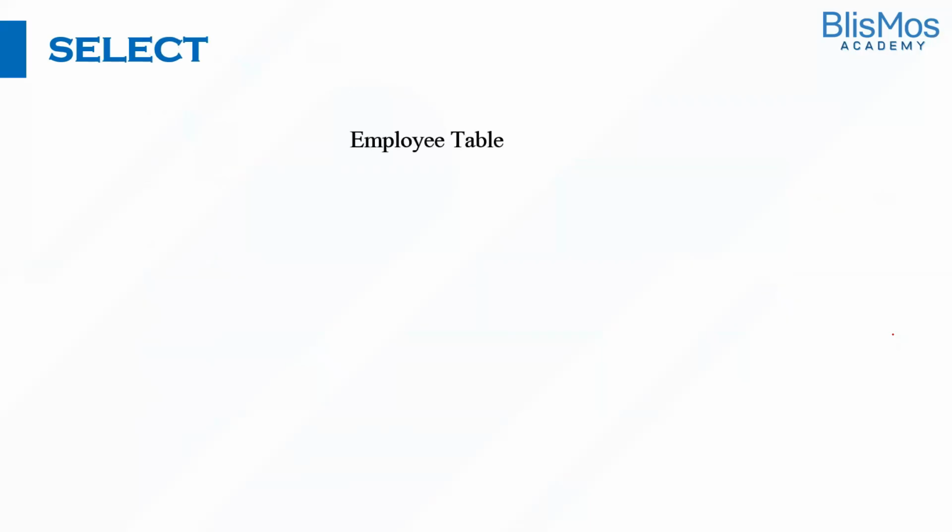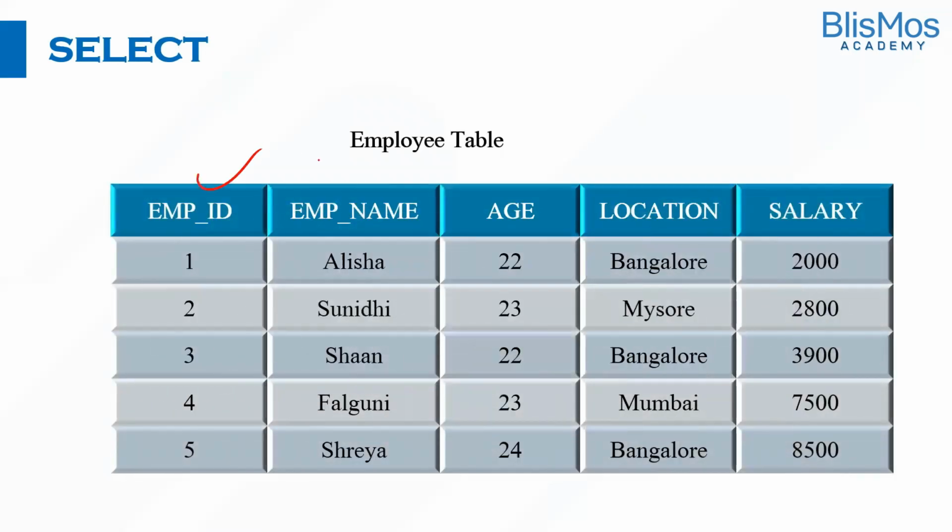How do you select all the columns and all the rows? Let us consider this employee table with this data. We have employee ID, employee name, age, location, and salary as the attributes. Within this, there are 5 records, and if you clearly observe, these are the names of the singers: Alisha, Sunidhi, Shan, Falguni, Shreya. Of course, Indian singers. Now, in this, we have 5 records with different values. Okay. Now, let us see various ways of selecting columns and rows on this table.